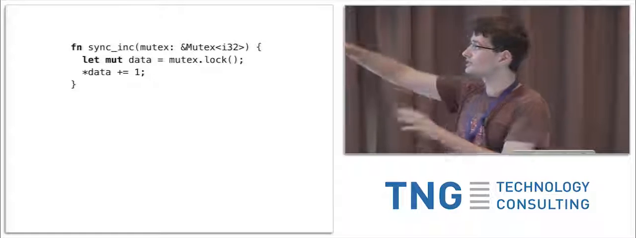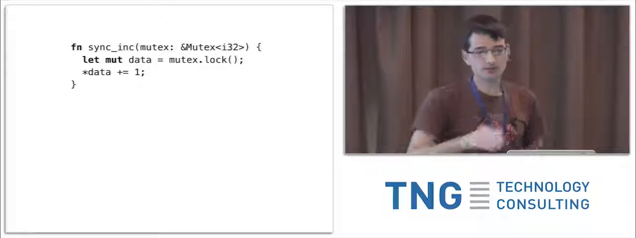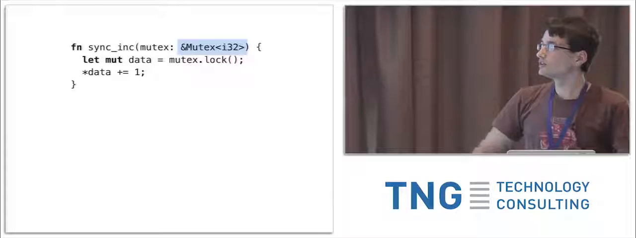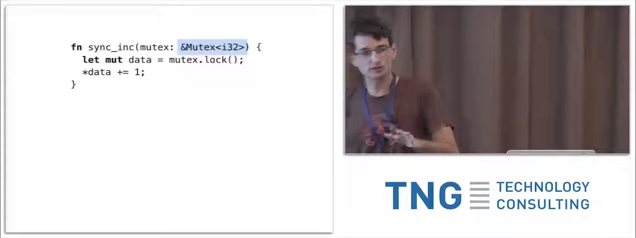We have a function that takes a mutex, we're going to lock it, and then we're going to increment some data inside of it. This looks pretty innocuous, but there's actually a lot of stuff going on here, and it's actually pretty important as well. So first, we can take a look at this &Mutex<i32>. So there's a couple primary things here.